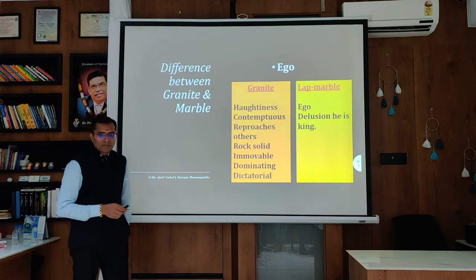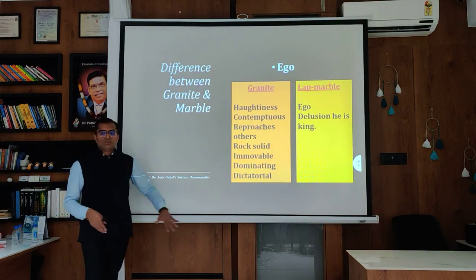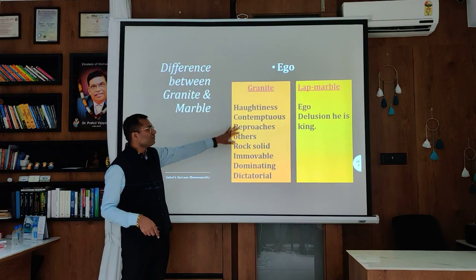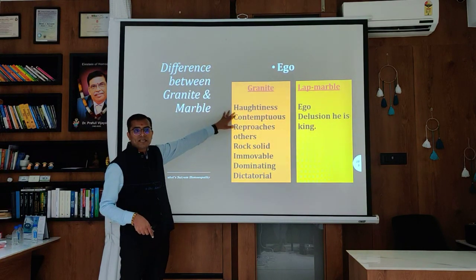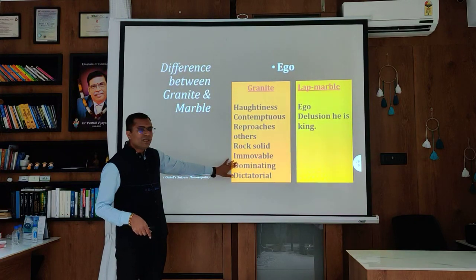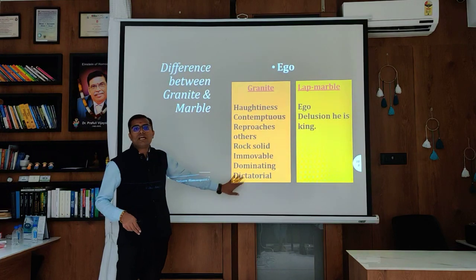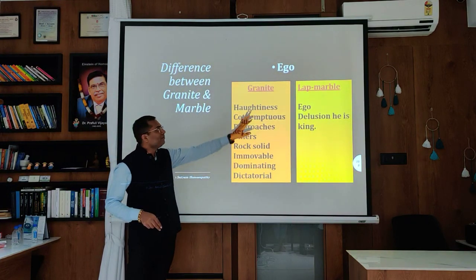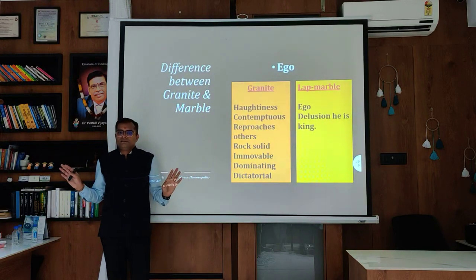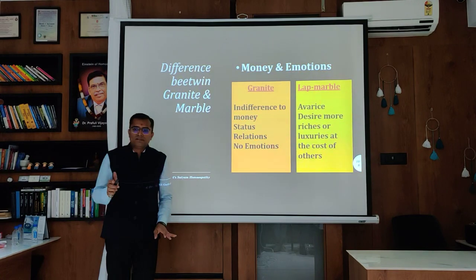So what is the difference between Granite and Marble? Both are from the same family. Granite has more haughtiness, more contempt, reproaches others like Platina, rock solid, unmovable like Nitric acid, dominating and dictatorial like Lycopodium. Whereas Marble has ego, the delusion that he is a king. Delusion, he is a king.